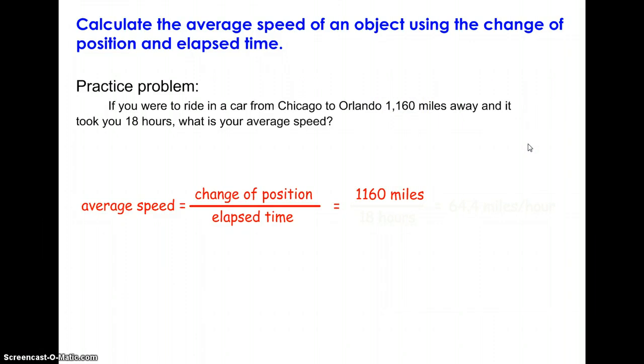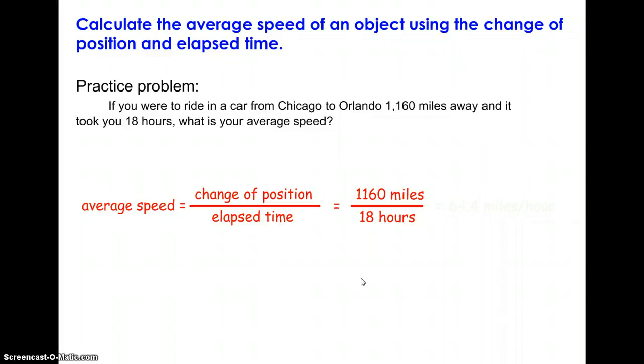So now we have our change of position, but now we must do our elapsed time. How long did it take us to cover that 1,160 miles? 18 hours. Note, I leave the units in there. It is very important to include your units. Otherwise, this could be 1,160 inches in 18 decades. Big difference. Be sure to include your units.